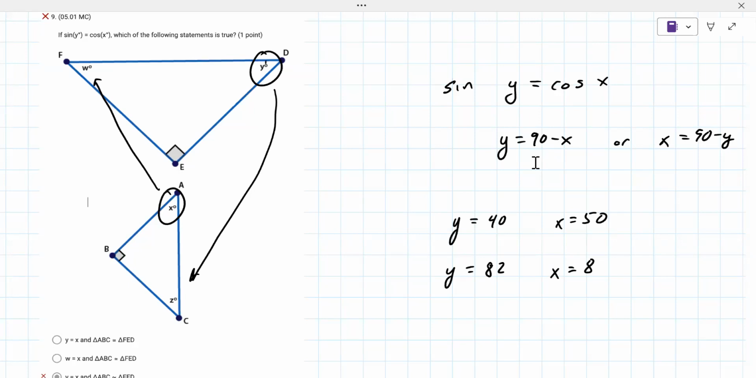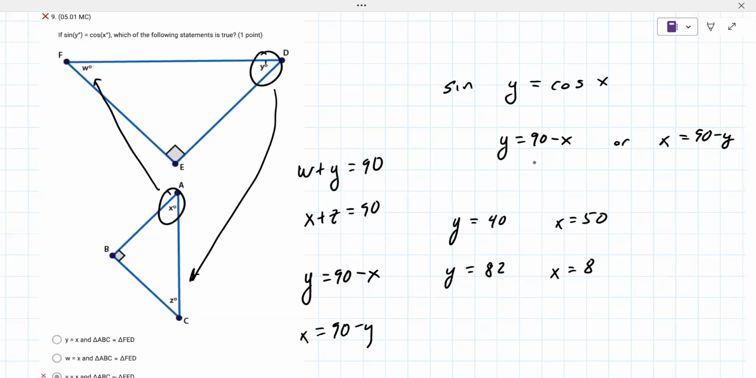Because I always thought that would be y to x, and you're flipping it, then it'd be ABC to FED, but I guess it'd be W to X, but it's kind of like rotating it. It's more like this: w plus y equals 90 and x plus z equals 90. And then you have to use either y equals 90 minus x, or x equals 90 minus y to establish the relationship.